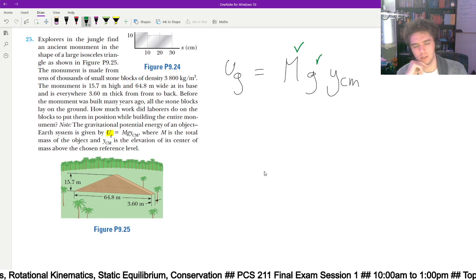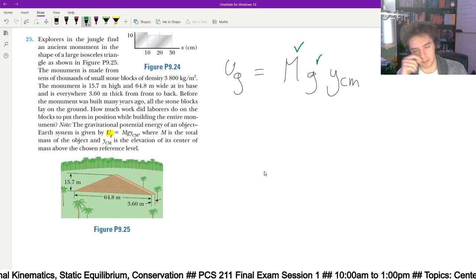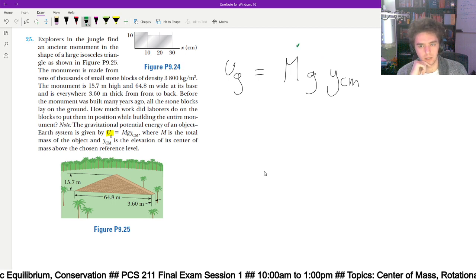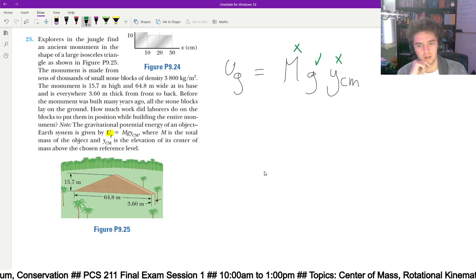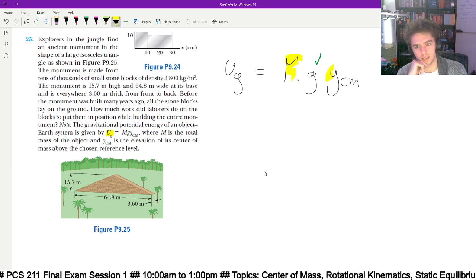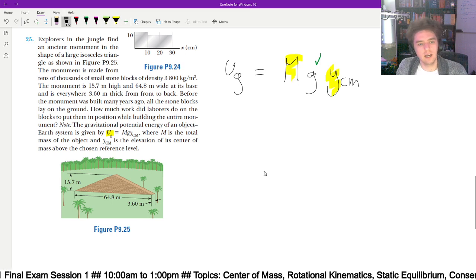g we know. Then we also have to find the y component of the center of mass. We don't have that yet. That's what we're looking for. So let's find the total mass first.